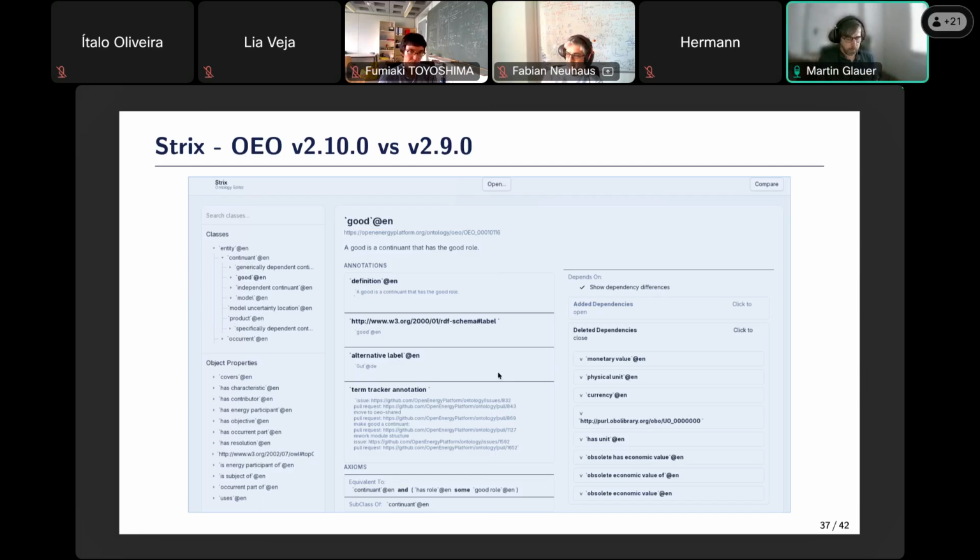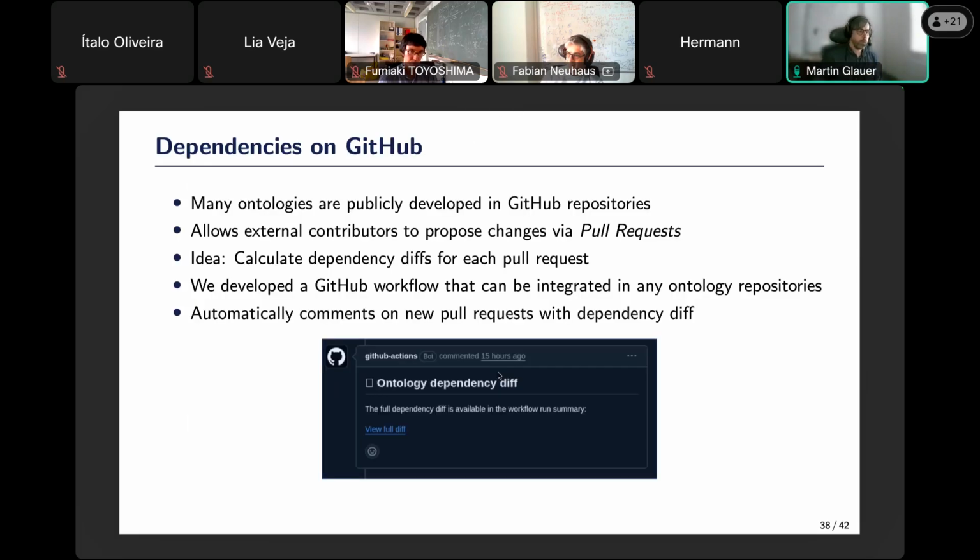Next slide. So we did one more thing. Most ontologies, or a lot of ontologies, are developed publicly using GitHub repositories. And this has one of the benefits that external contributors can also propose changes to the ontology.